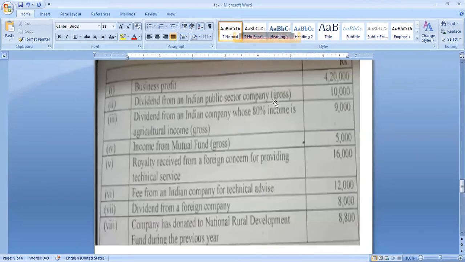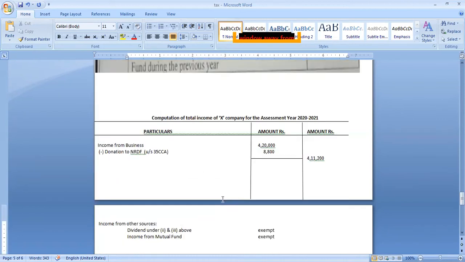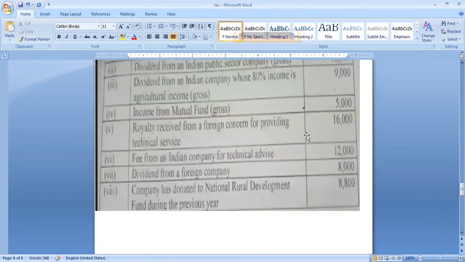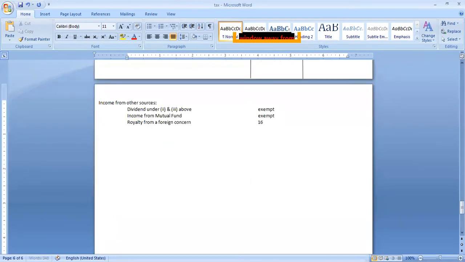Now next item, you see. Dividend from an Indian public sector company is exempt. Dividend from an Indian company is exempt. Income from mutual fund is also exempt. Royalty received from a foreign concern, this is taxable. This you have to show. So royalty from a foreign concern. Concern means a company. You see how much amount is there? It is 16,000. In the problem it is mentioned as 16,000. That 16,000 is taxable. You have to include it.